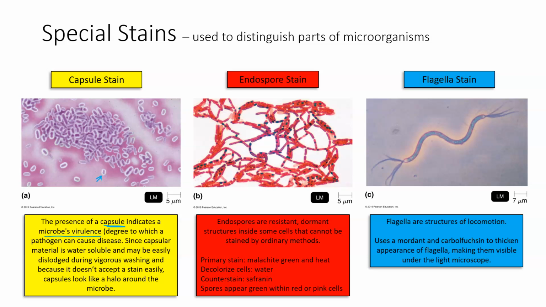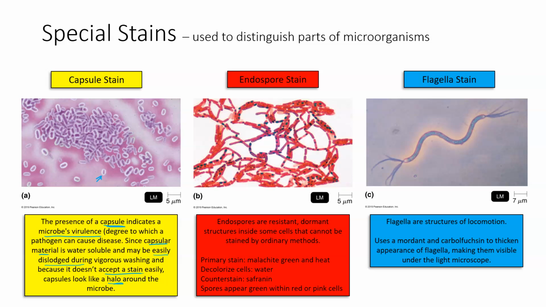Since capsular material is water-soluble and may be easily dislodged during vigorous washing, and because it doesn't accept a stain very well, capsules look like halos around the microbe. So this almost looks like a negative staining technique where we're staining the background and only the little capsular material that doesn't retain stain shows up as this little kind of halo or zone of inhibition, if you will, that clearly indicates the presence of a capsule.